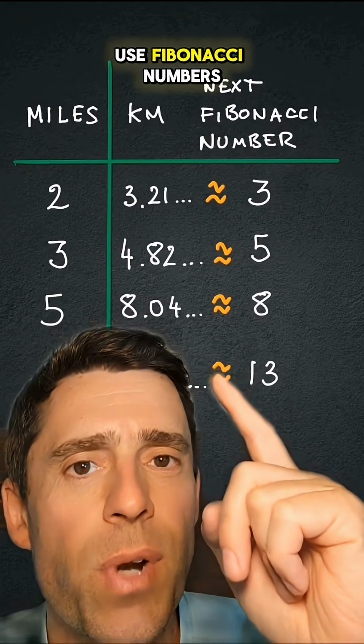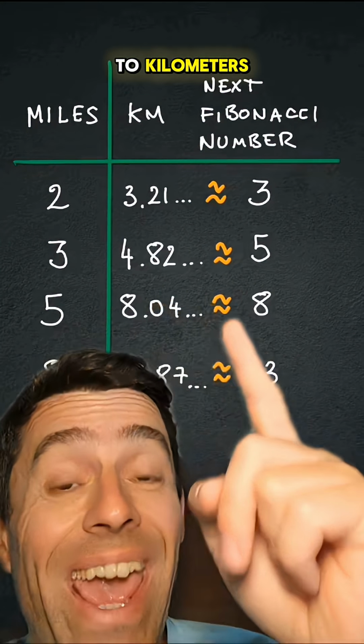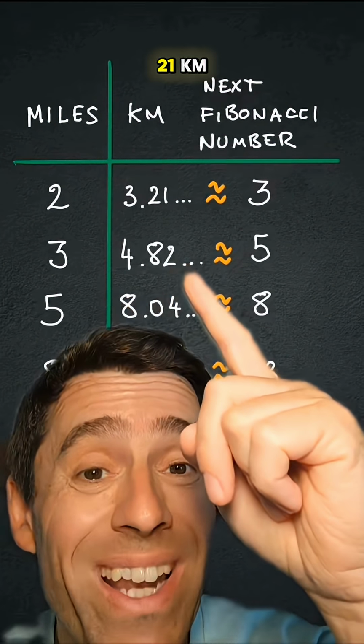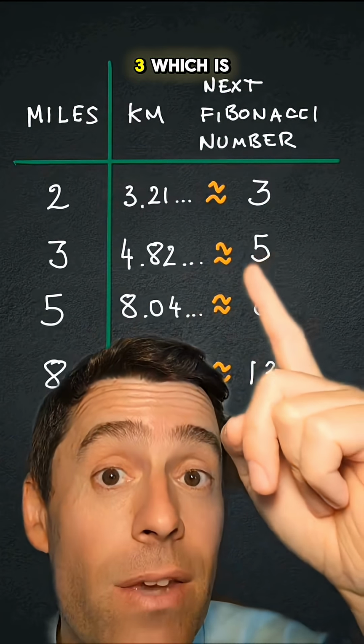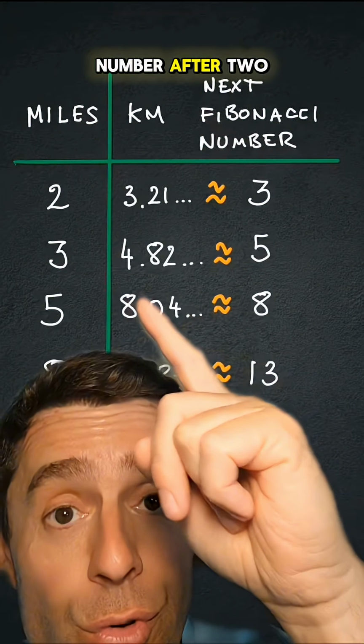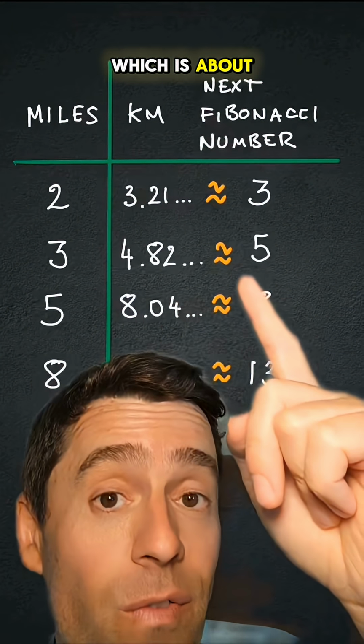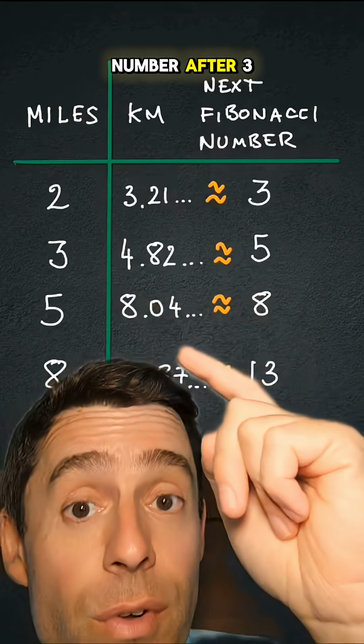Do you know that you can use Fibonacci numbers to convert miles to kilometers and kilometers to miles? For example, 2 miles is about 3.21 kilometers, which is about 3, which is the next Fibonacci number after 2. 3 miles is 4.82 kilometers, which is about 5, which is the next Fibonacci number after 3.